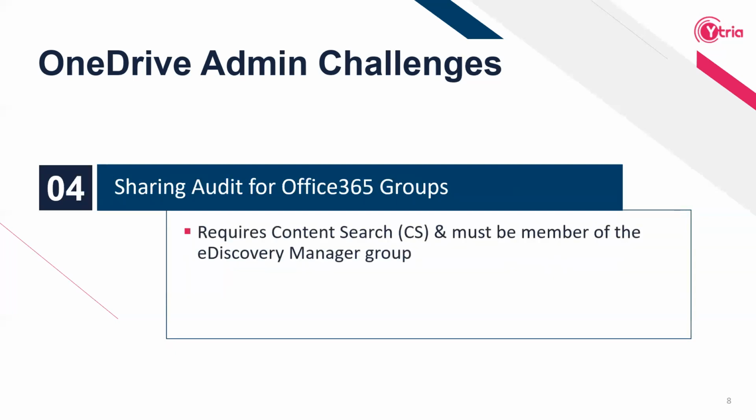The fourth problem here is, how do you audit sharing for Office 365 groups? Now, some of these groups might belong to your finance department or other departments that share sensitive data. By default, it is possible to share files that were initially shared within a group with the outside. How do you get a handle on this?